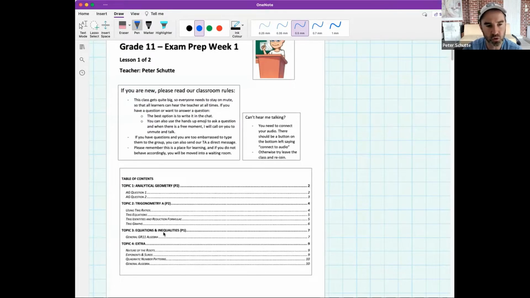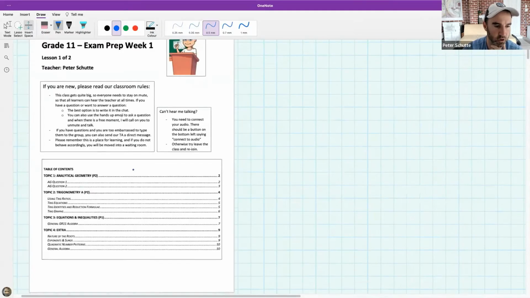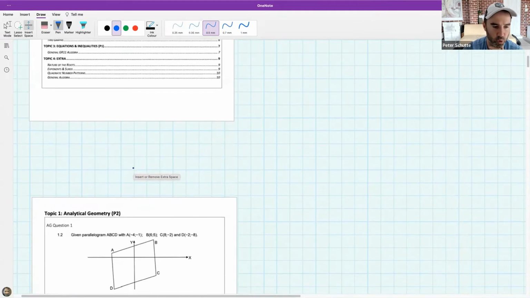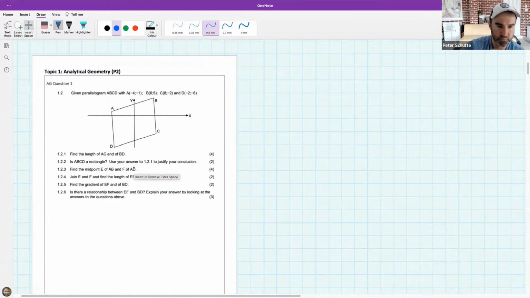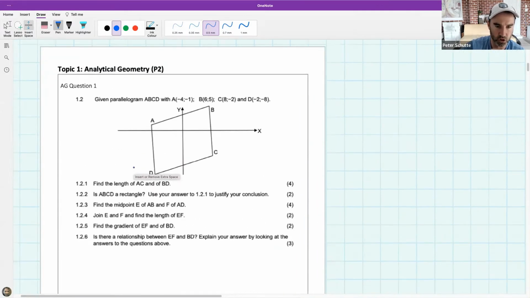But in the actual session today, we're going to try and do these exam questions. Okay, so let's start by having a look at a typical exam question for analytical geometry. And so we're going to start there. That's going to be the starting point.